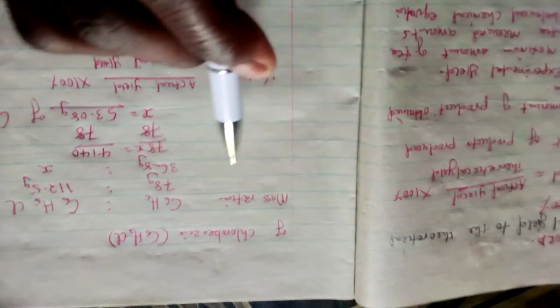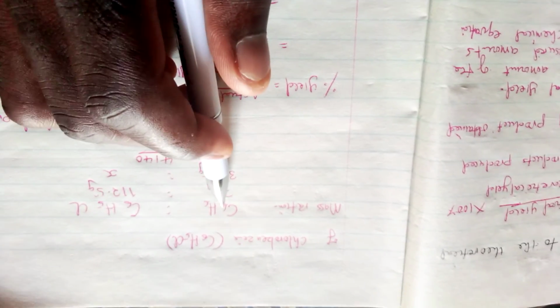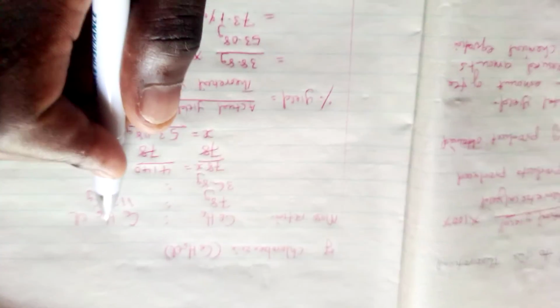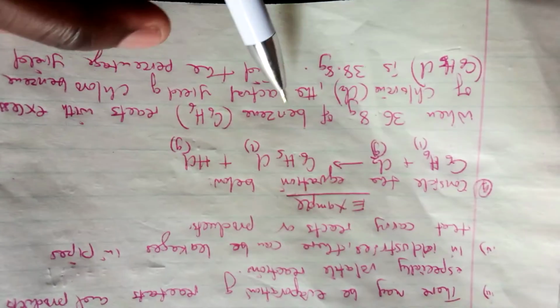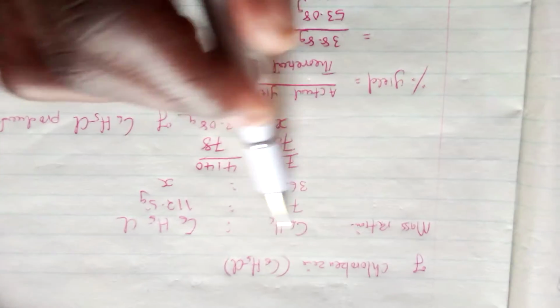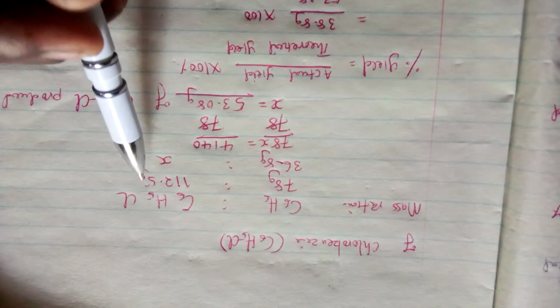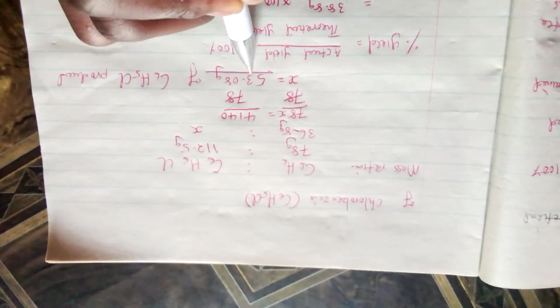First, we need to write the mass ratio between benzene and chlorobenzene. Why? Because we are given the mass of benzene, which is 36.8, but we don't have the mass for chlorobenzene. So now we come here. The Mr here is 78, and the Mr here is this one, which was given in the question. So this was the theoretical yield of chlorobenzene.